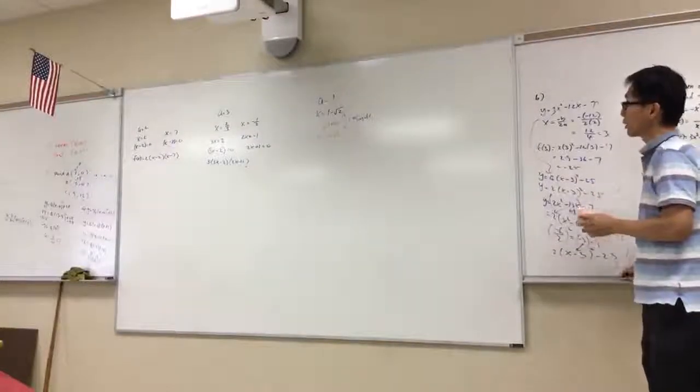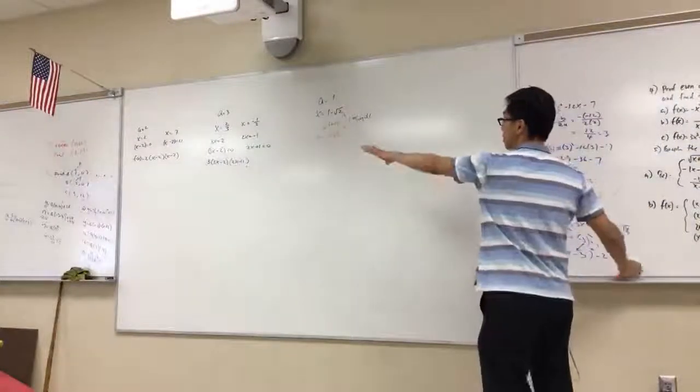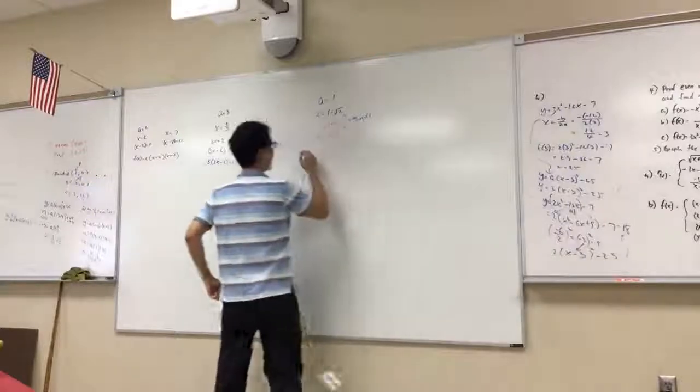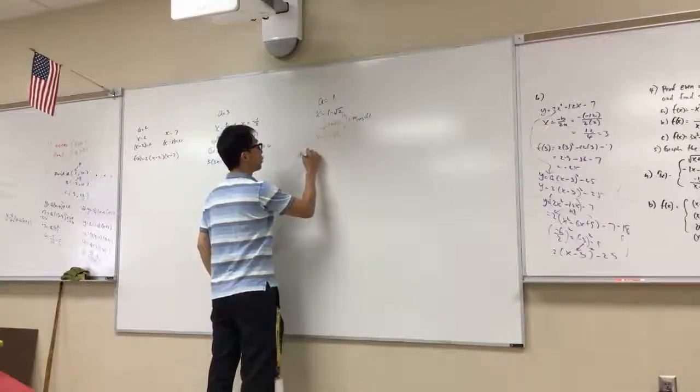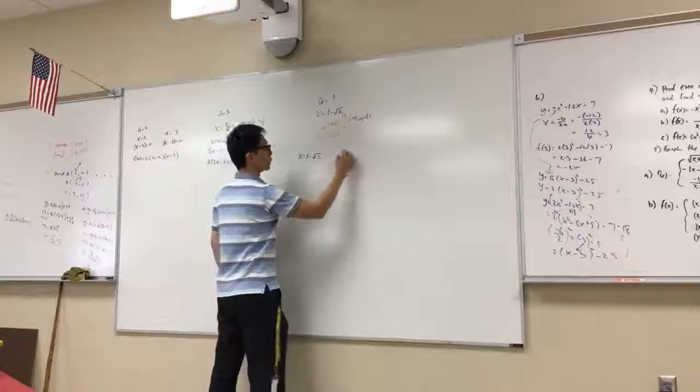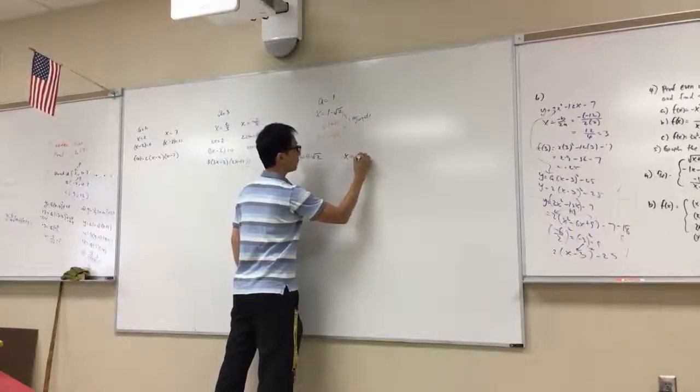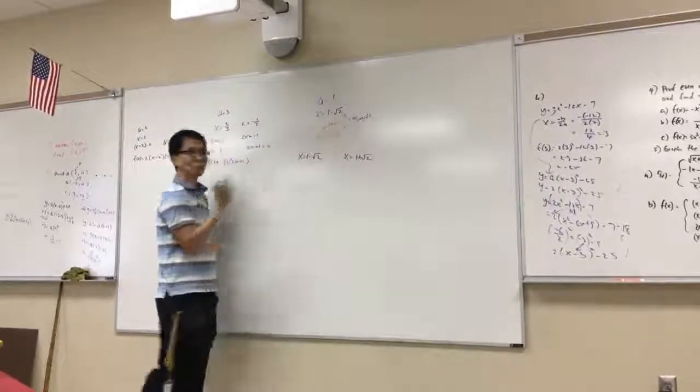Now, we're going to show you like this. We're going to use the same thing as what we're doing here. We're going to say, okay, x is equal to 1 minus square root 2, and x equal to 1 plus square root 2. So we're going to change it to the factor.